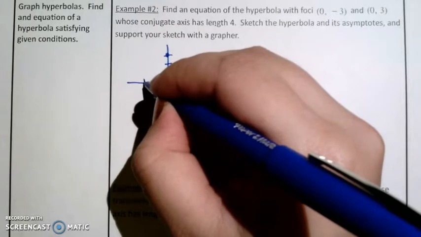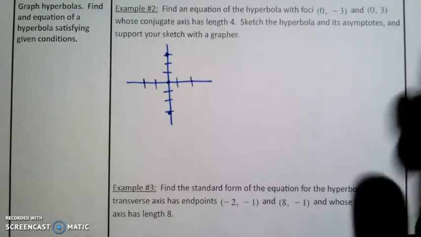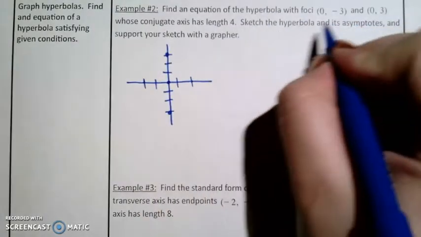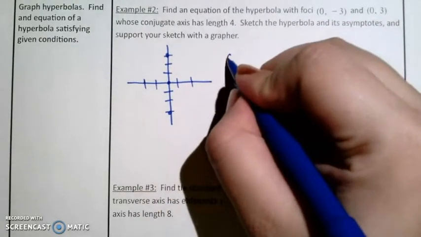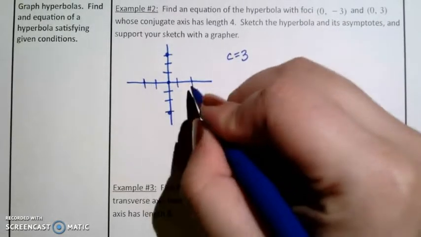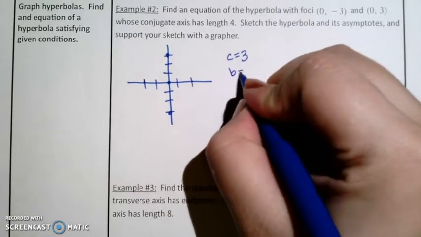Now, again, our hyperbola doesn't go through any of the points that are listed right now, but we do know that the distance from the center to the focus is 3, so c equals 3, and because the conjugate axis has a length of 4, the distance from the center to one of the ends, b, is 2.